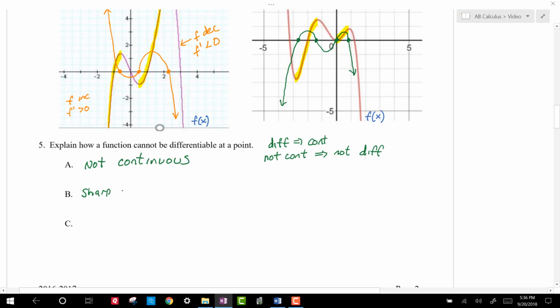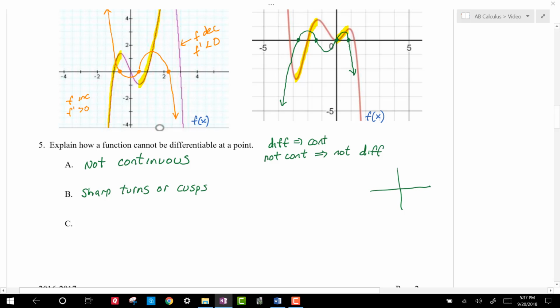Sharp turns. I think you guys got it though. Sharp turns or cusps. Can't even say that word properly. Sharp turns or cusps. Okay, so that would be something like this.